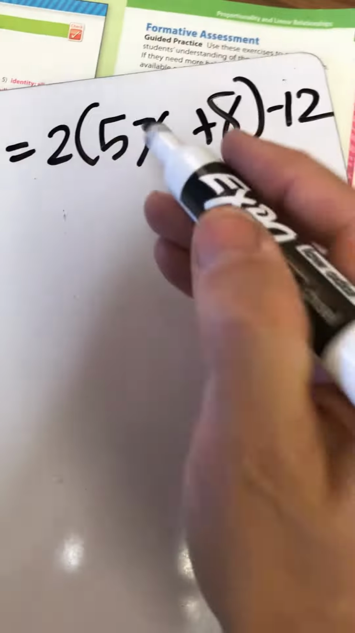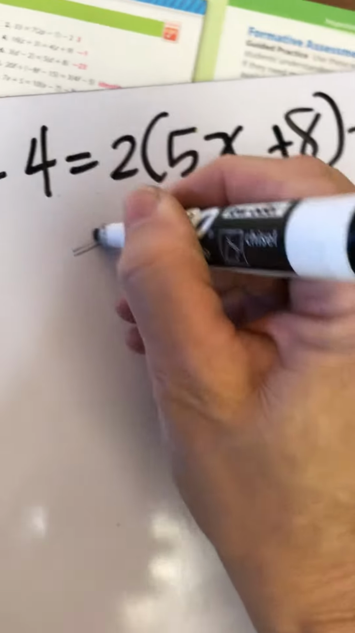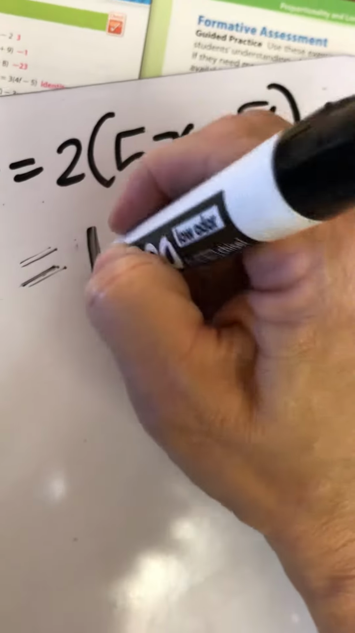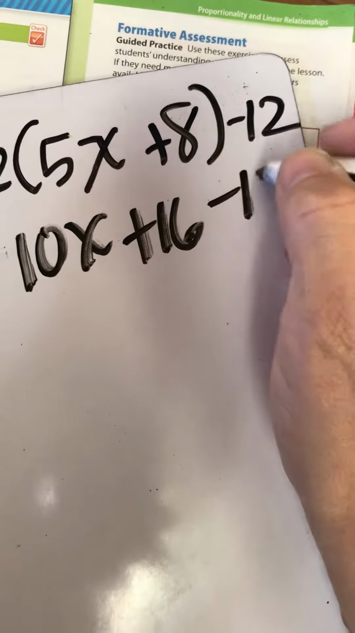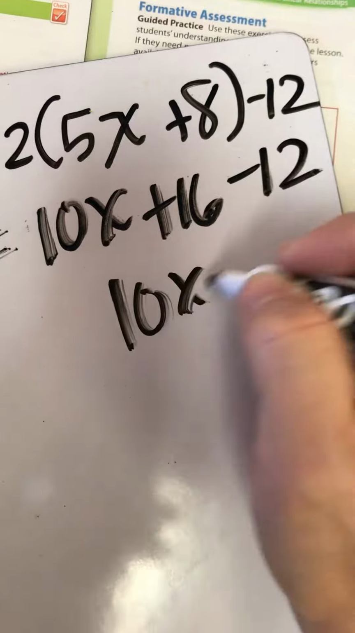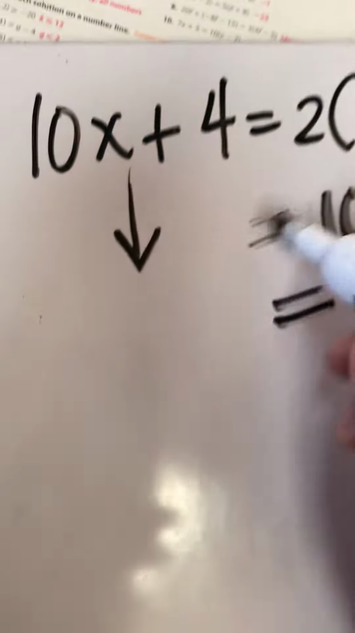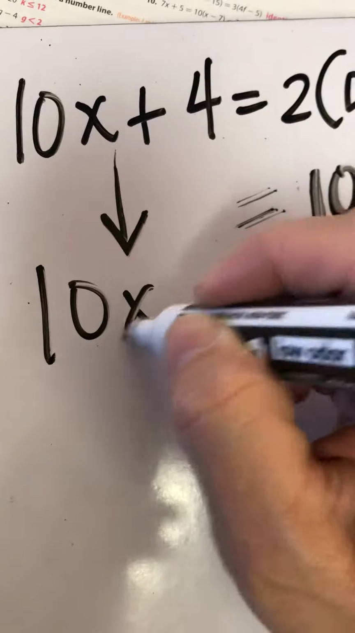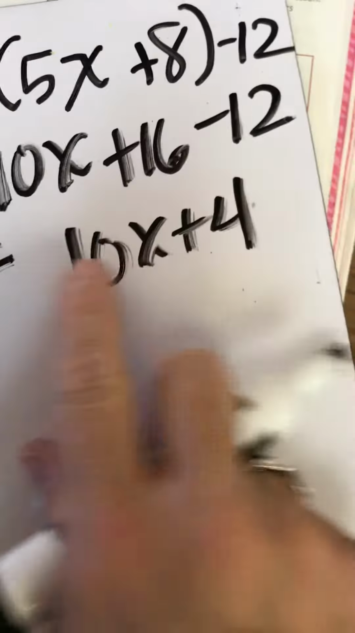What you should be noticing right here is that we have grouping symbols and we have to get rid of those parentheses first. And you've got it. Distributive property is necessary. So this side I get 10x plus 16 minus 12. And I can go ahead and clean that up. This becomes 10x plus 4. That's the right side of my equation. Equals, and then I'm just going to bring this side down. 10x plus 4. 10x plus 4 equals 10x plus 4.